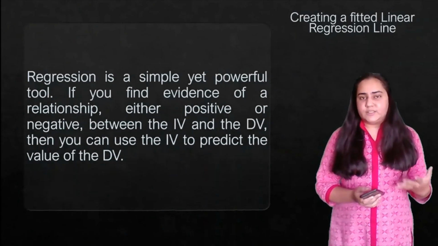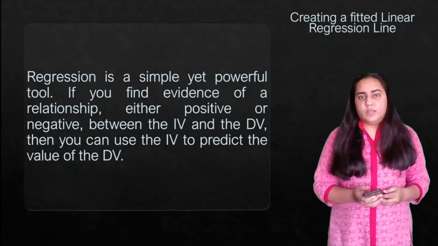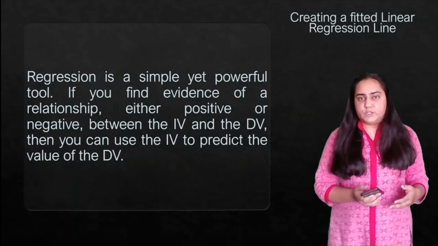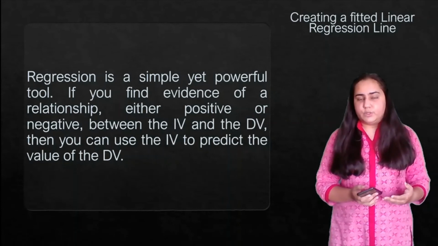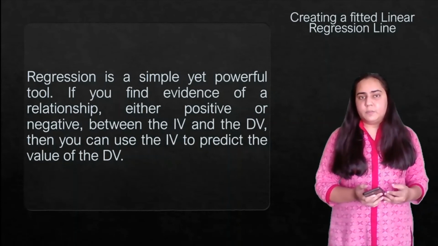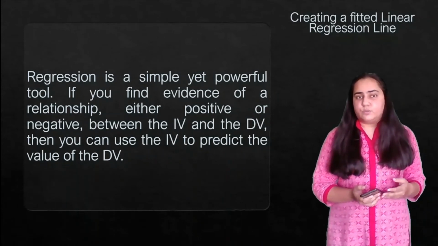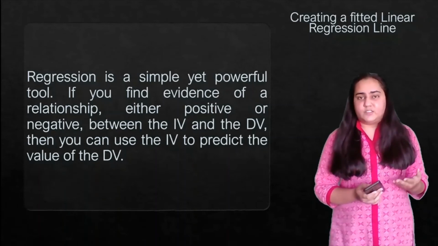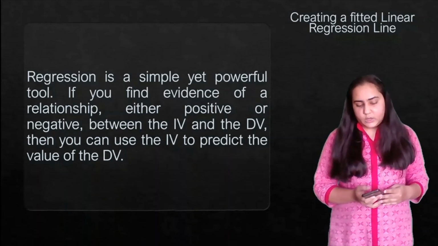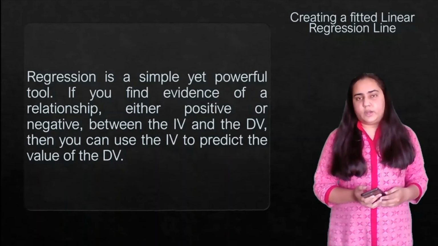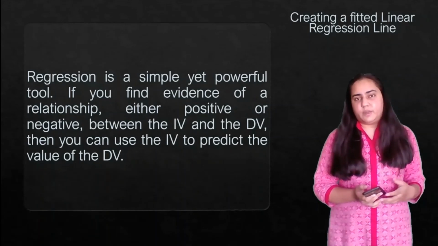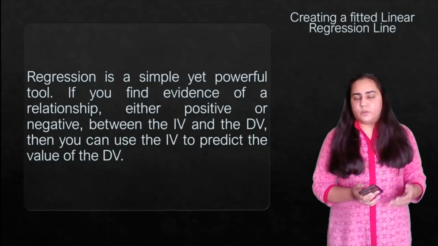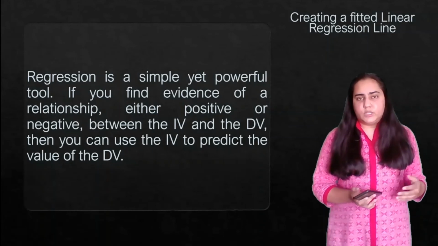So regression is a simple yet powerful tool. And if you find evidence of a relationship, either positive or negative, between the IV and the DV, then you can use the IV to predict the value of the DV, as we are going to do in our next video, where I will be showing you a Python program to perform linear regression to make predictions.